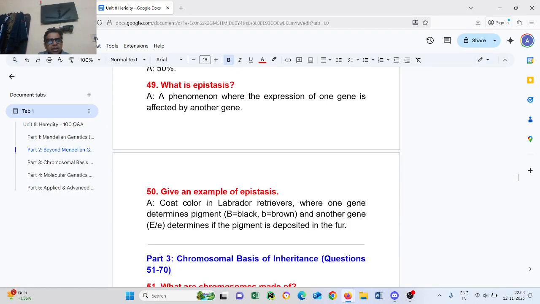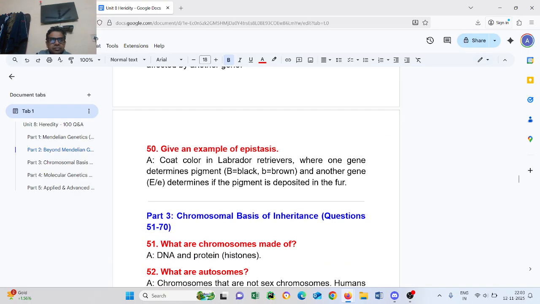Coat color in Labrador retrievers, where one gene determines pigment: B is black, b is brown. Another gene, E, determines whether the pigment is deposited in the fur.